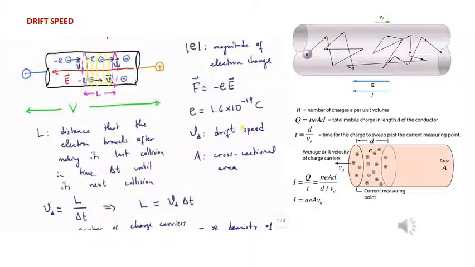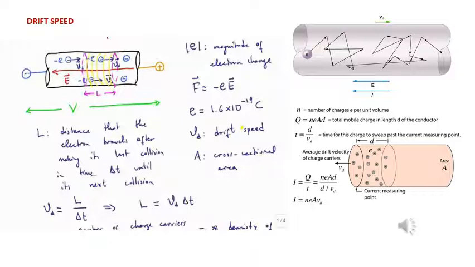You know, velocity is equal to distance by time. That is, speed is equal to distance by time. So t is equal to d by vd. That's the time for which the charge will sweep past from one position to another position, as shown in the two circles in which the electrons are shown.